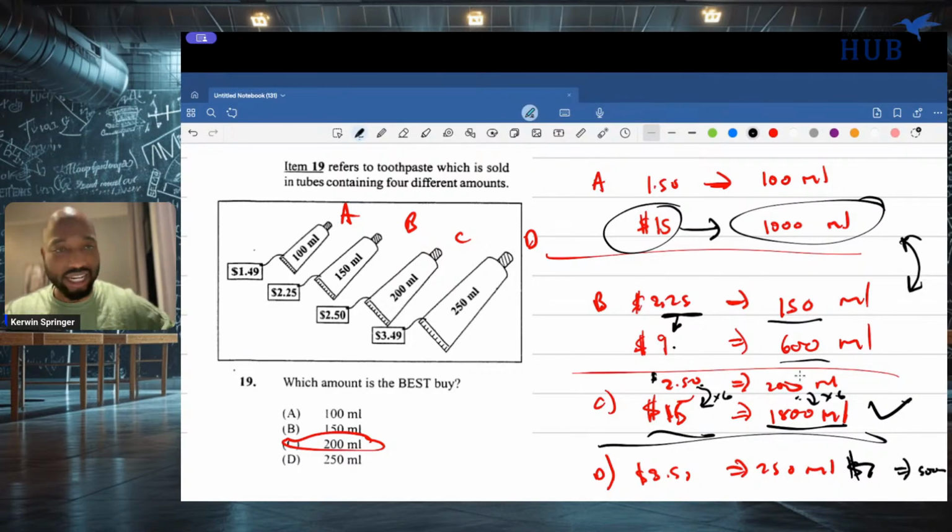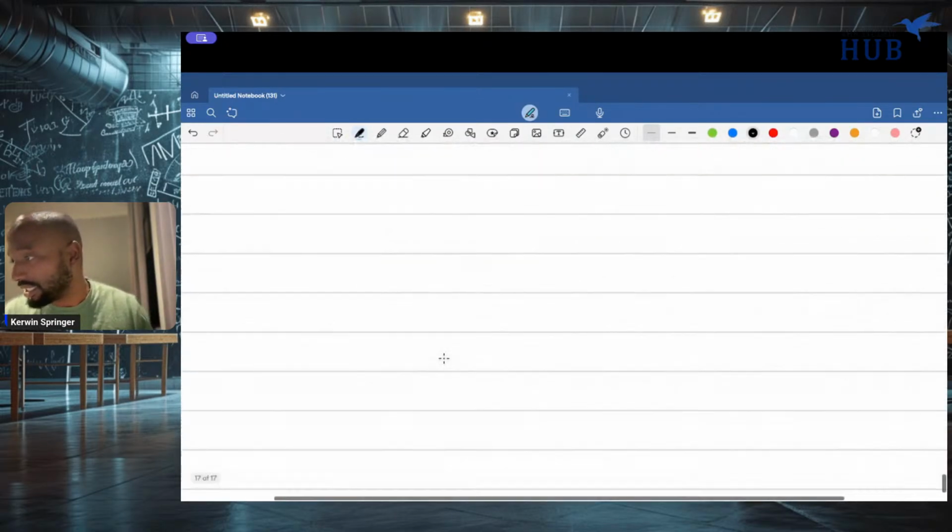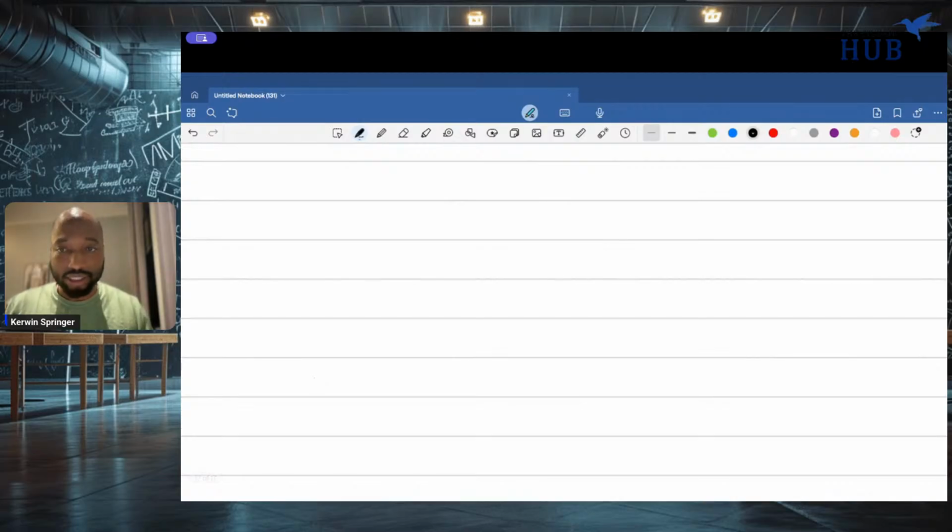So you kind of understand how I break it down there. Instead of doing 1.49 into this, if you had a calculator, you could say $1.49 is 100 ml, so $1 would be 100 divided by 149, and you can work out the exact answer really fast. But nobody has time for that in the exam. All right, enough of that. C is the answer. Let's go.